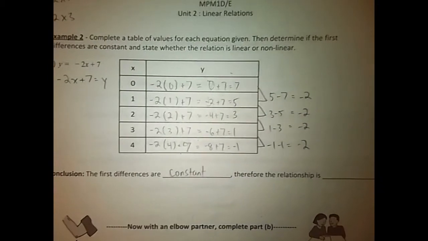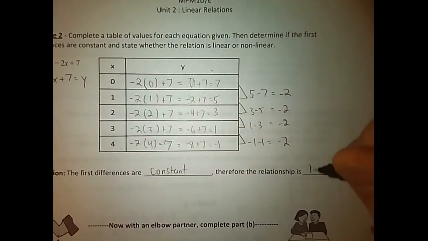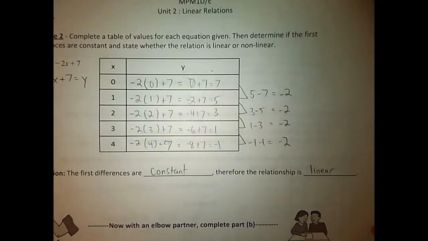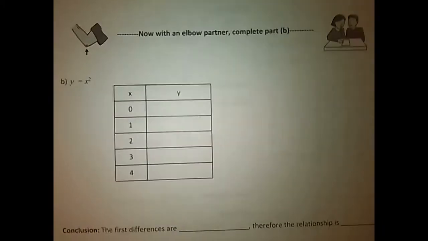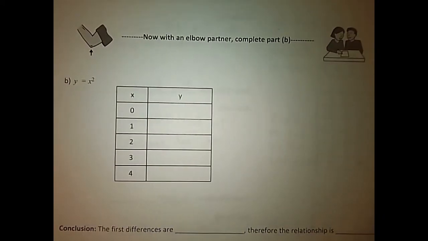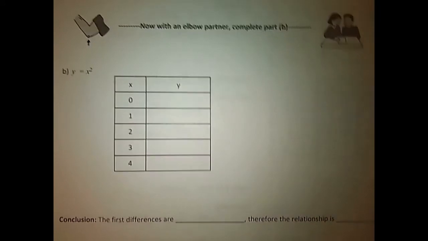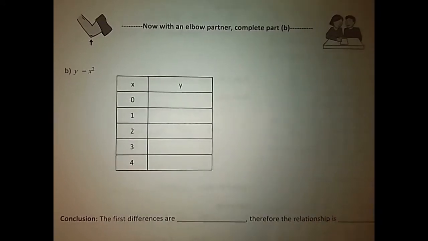Therefore, the relationship is linear. So let's do this with a partner, but again, we're not doing that currently, mainly because you're watching this probably at home and you might not have somebody beside you who can do this with you. If you do, you can do that, but otherwise we can just watch the video.